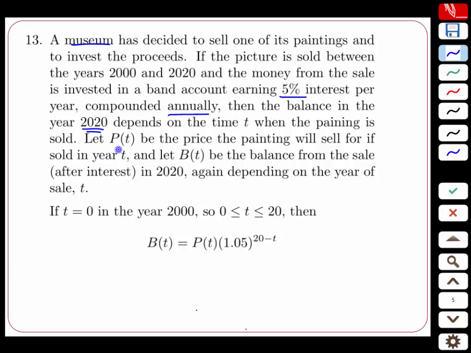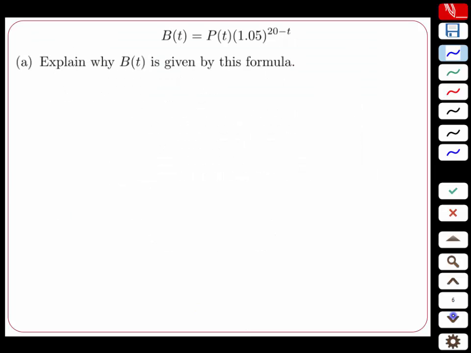To capture that, we're going to say there's a function that we may or may not know, that P of t is going to be the price a painting will sell at if it's sold in year t. What we're interested in is a related quantity, which is B of t, the balance for the museum after interest in 2020, which depends again on the sale year t. We're going to call t equals 0 the year 2000, so we have t being between 0 and 20, and what we're going to claim is that this price of sale is going to be multiplied by this other thing to get the amount of money in the bank account of the museum from that sale, and we really need to break that down.